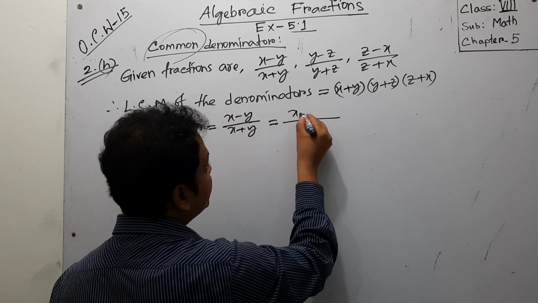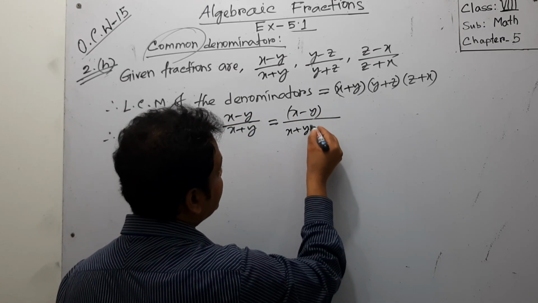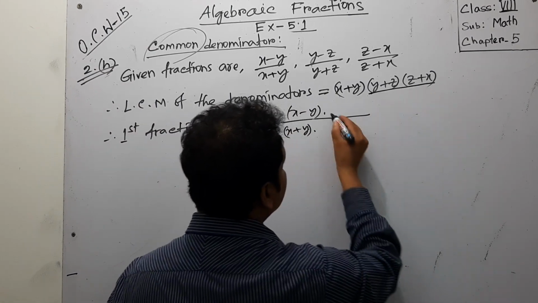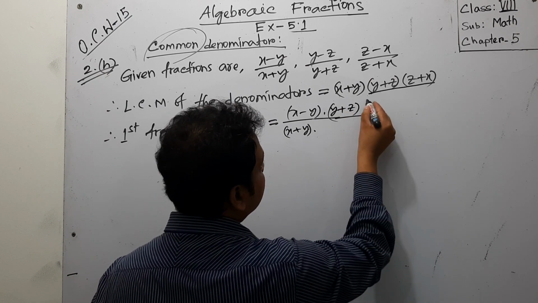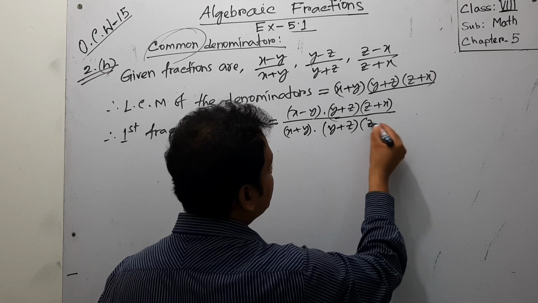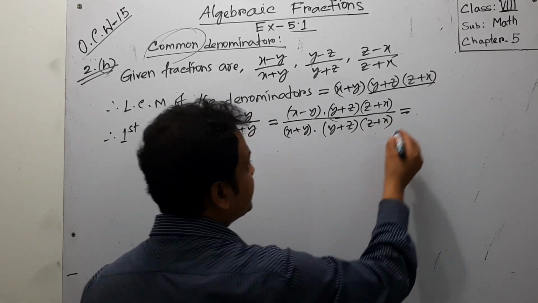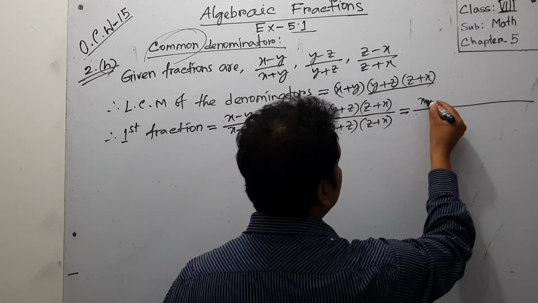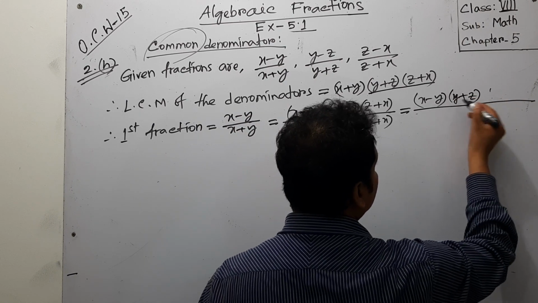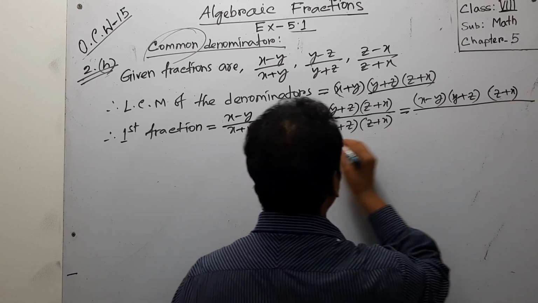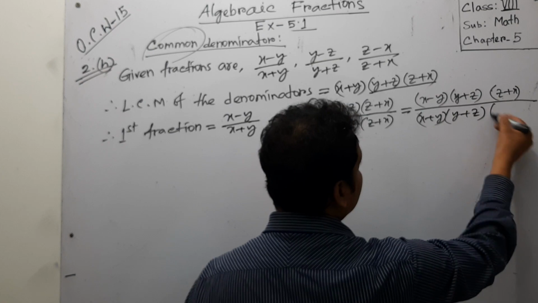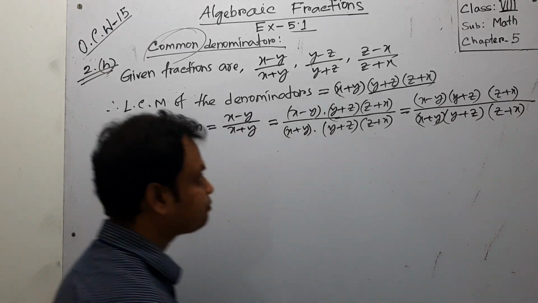Write what is here first. X minus y is here and x plus y is here first. Then multiply both, then what will we get? Y plus z, z plus x. So multiply it here, y plus z, z plus x, and the same here, y plus z, z plus x. After multiplying, what will we get? Write it here: x minus y, y plus z into z plus x. And in the denominator we will get x plus y, y plus z into z plus x.